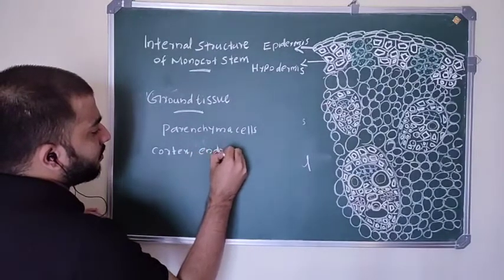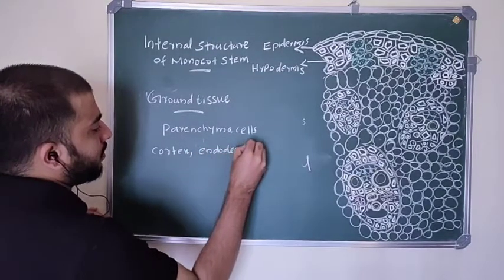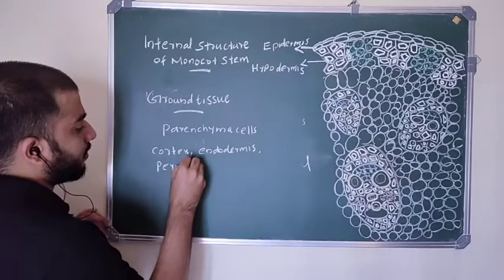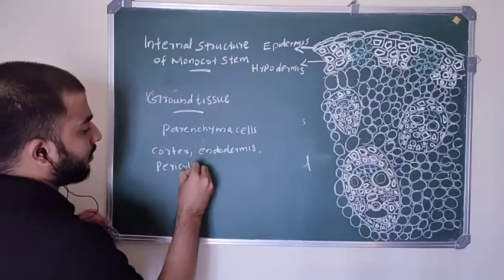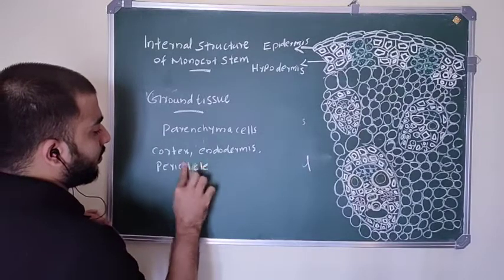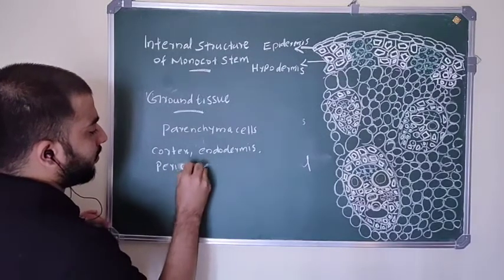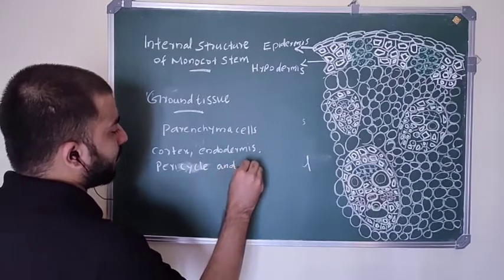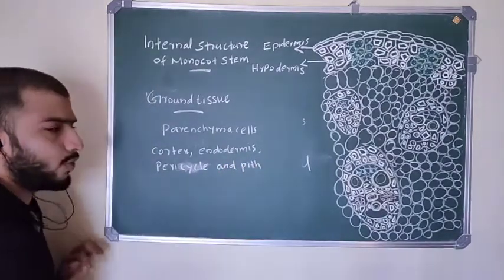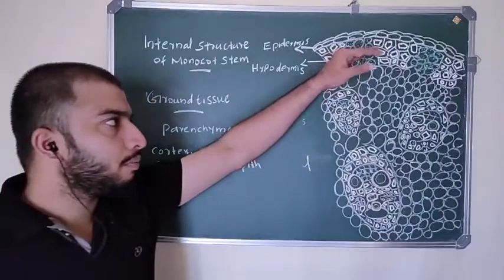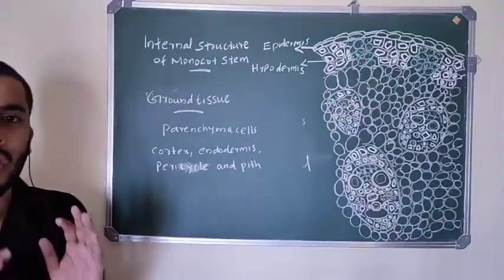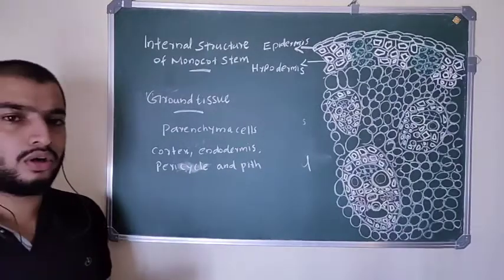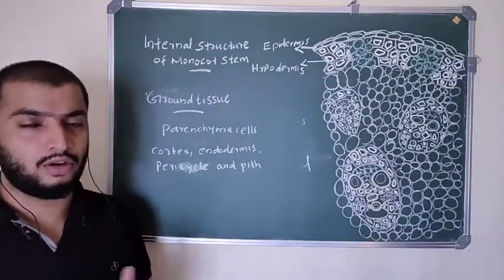endodermis, pericycle, and pith. Okay, so that's about ground tissue. Ground tissue is present below the hypodermis. It is made up of parenchyma cells, and it is not differentiated into cortex, pericycle, pith and endodermis.